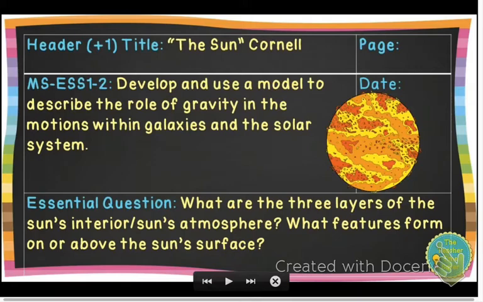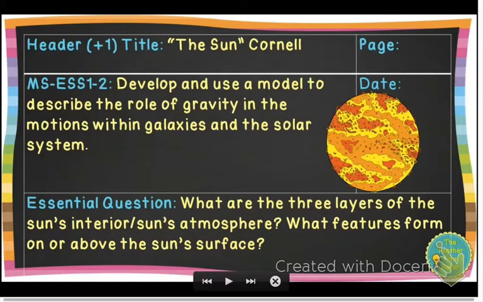Okay. At the top of your paper, you're going to write the title, The Sun, Cornell, and this is your page 1. Underneath the header, you will need to write that MS-ESS1-2, develop and use a model to describe the role of gravity in the motions within galaxies and the solar system. So you're going to be focusing on the sun and the role of gravity that it plays with the motions of our solar system.